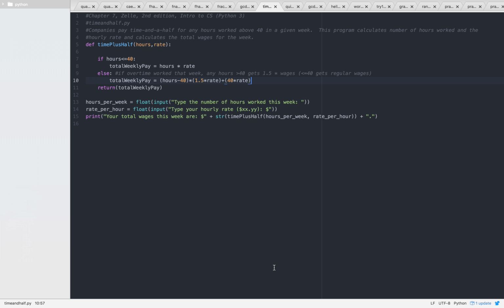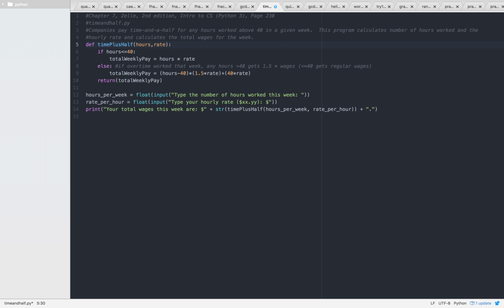Page 230, chapter 7, number 1. I already wrote this code out. Usually I don't. Usually I try to write it while I'm recording, but for this one I wrote it out. So let me just walk through.